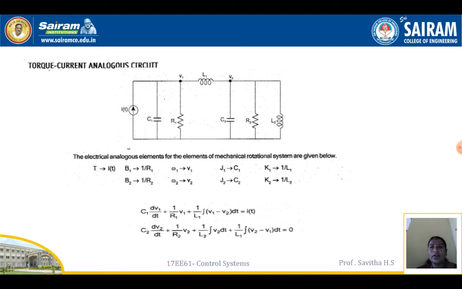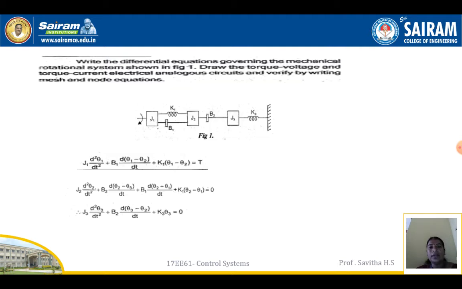For torque current analogous circuits, B1 and B2 are replaced by 1 by R1 and 1 by R2, W1 and W2 are replaced by V1 and V2, J1 and J2 are replaced by C1 and C2, and K1 and K2 are replaced by 1 by L1 and 1 by L2. Therefore the equations are C1 dV1 by dt plus 1 by R1 V1 plus 1 by L1 integration of V1 minus V2 into dt is equal to I of t. C2 into dV2 by dt plus 1 by R2 into V2 plus 1 by L2 integration of V2 into dt plus 1 by L1 integration of V2 minus V1 into dt.